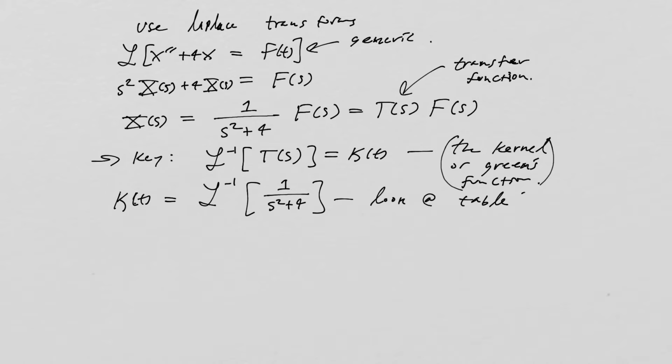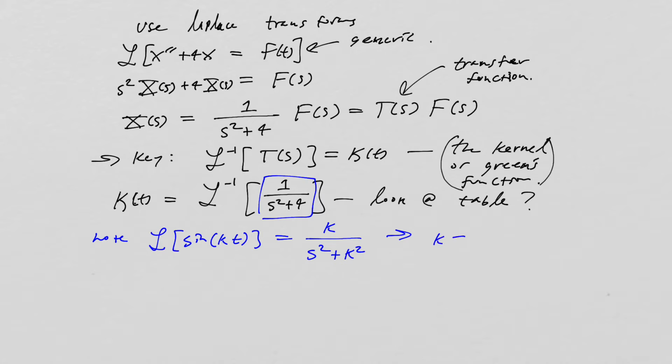Look at the Laplace transform table. Okay, if we look at many Laplace transform tables, we see this one: the Laplace transform of sine of kt is equal to k over s squared plus k squared. So I'm looking up here, and clearly I see that if k is equal to 2, then we've almost got it. So what we can do here, of course, is I'll move down here.